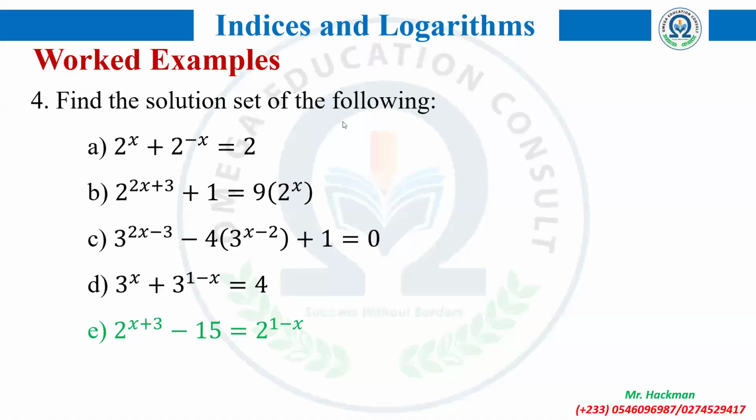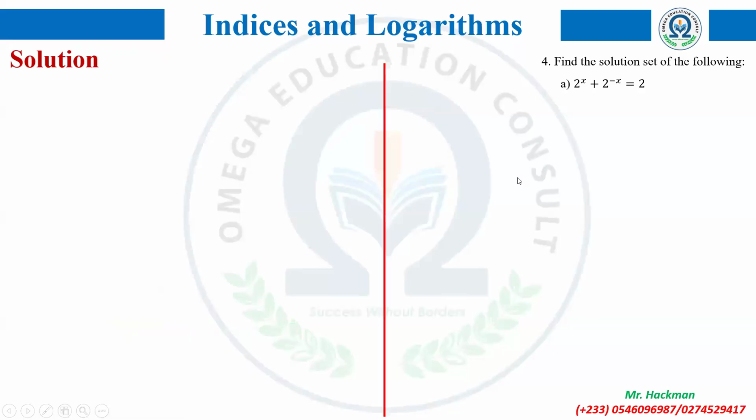Okay, so good. All right, so now let's look at our next set of questions again. This time around, we are asked to find the solution set, so this must be underlined. So A, solution to question 4. Again, solution sets. So what are we dealing with? Given 2 to the power x plus 2 to the power minus x is equal to 2.